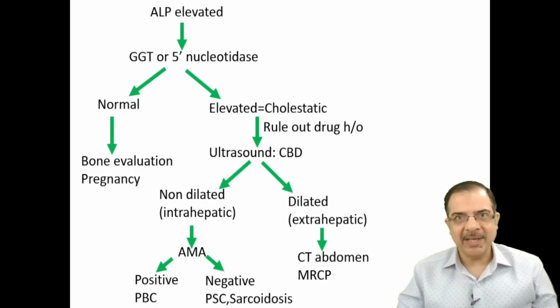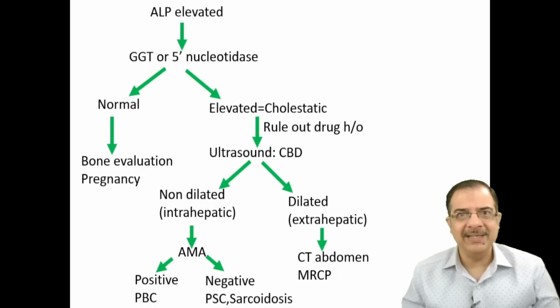The most sensitive and specific antibody for primary biliary cholangitis is the anti-mitochondrial antibody. So do order this non-invasive test. If this is positive, most likely it is a case of primary biliary cholangitis. Yes, of course, other features will be there like pruritus and pale stools suggestive of cholestasis.